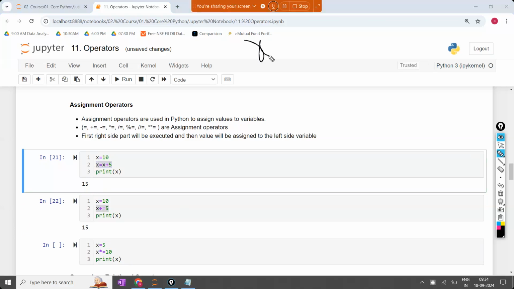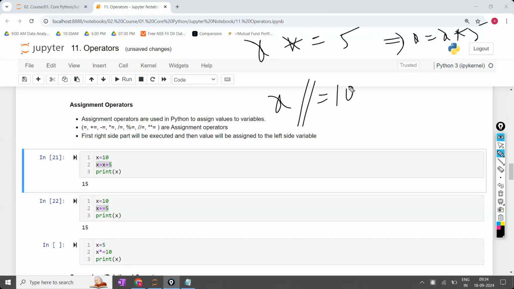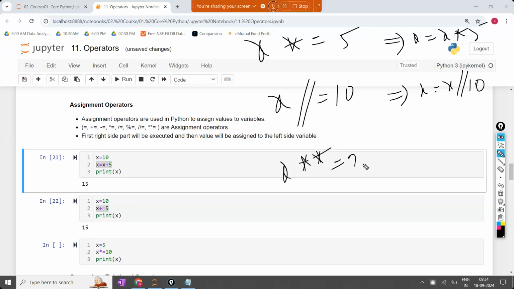Now, x into is equal to 5. What is the meaning of this? x is equal to x into 5. That is the meaning. x floor division is equal to 10. What is the meaning? x is equal to x floor division 10. x to the power of is equal to 2. What is the meaning of this? x is equal to x to the power of 2. Is the point clear?